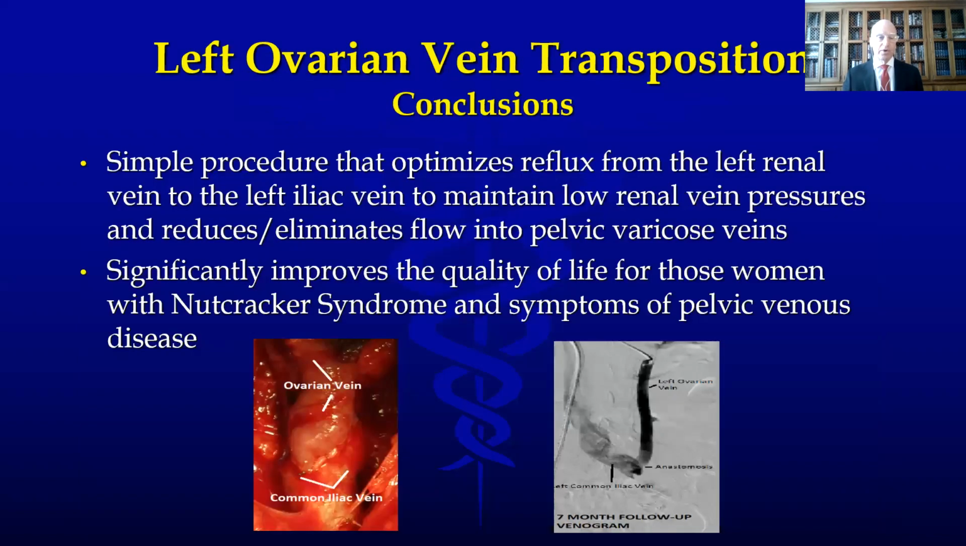So from these data, we've concluded that left ovarian vein transposition to the left iliac vein in select patients is a simple procedure that optimizes reflux from the left renal vein to the left iliac vein to maintain low renal vein pressures and reduces or eliminates flow into the pelvic varicose veins. It significantly improves the quality of life for those women with Nutcracker syndrome and symptoms of pelvic venous disease.